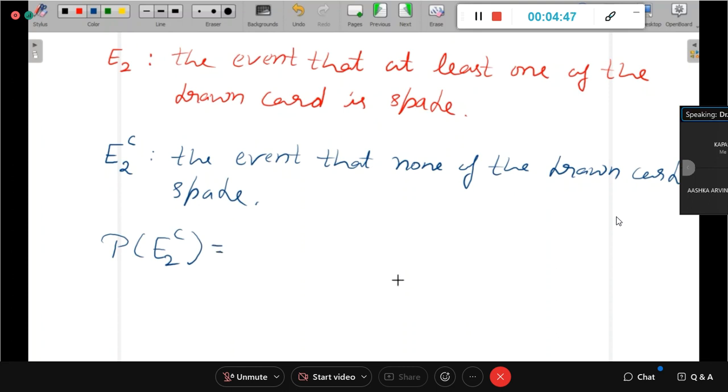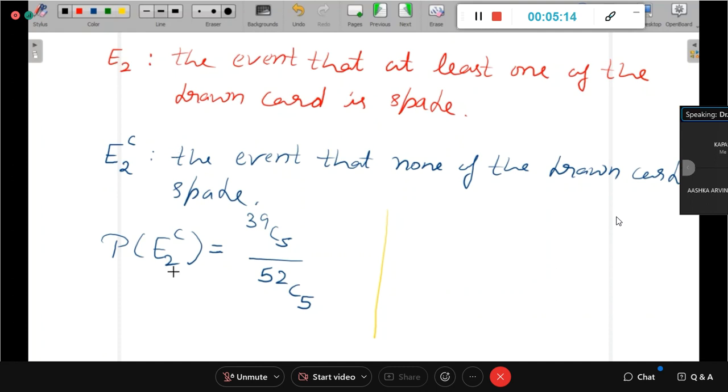This negation is easy to handle. The probability of E2 complement, the event that none of the drawn cards is a spade: the total number of exhaustive cases is 52C5, and the favorable cases are those where all cards come out of the remaining 39 cards. So 39C5.